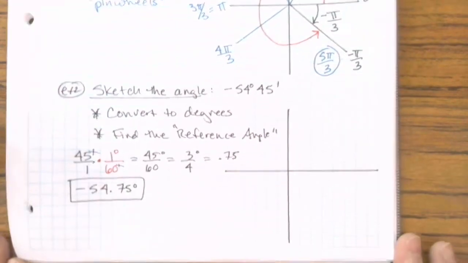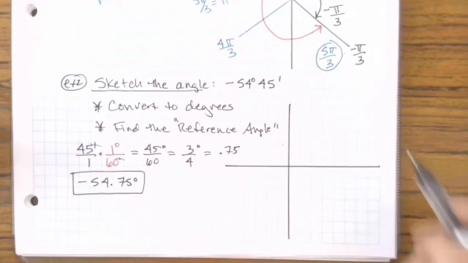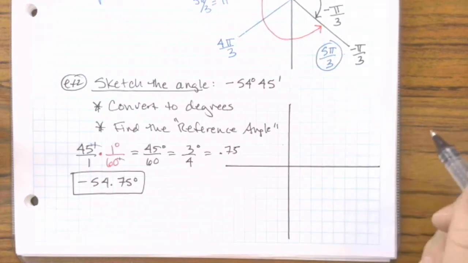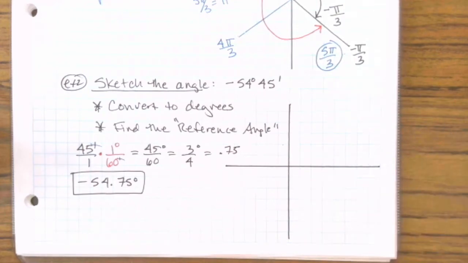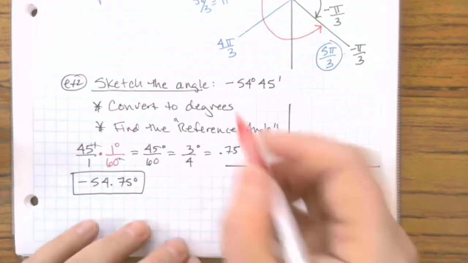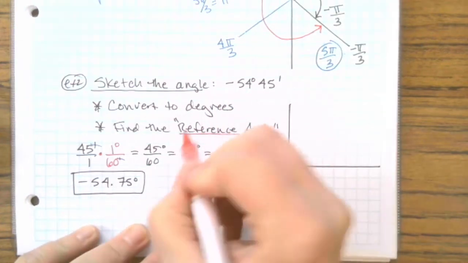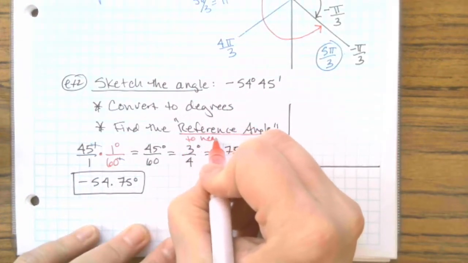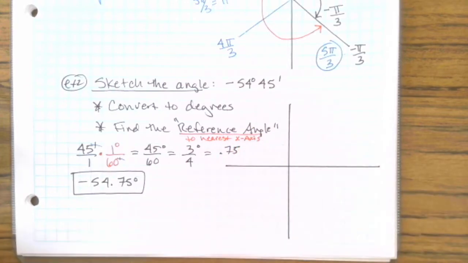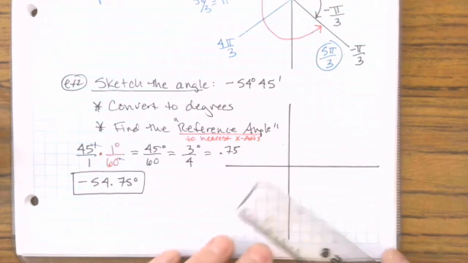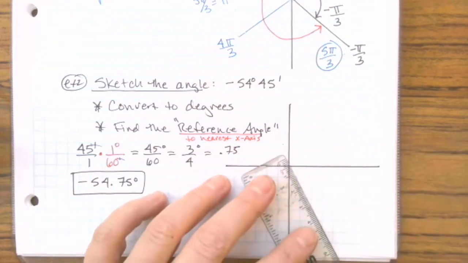So when you sketch an angle in space, you can't just randomly draw a line and label it. It doesn't work like that. You need to give the reference angle back to the nearest x-axis. So remember, reference angle is to the nearest x-axis. So I can say 54 is more than 45.